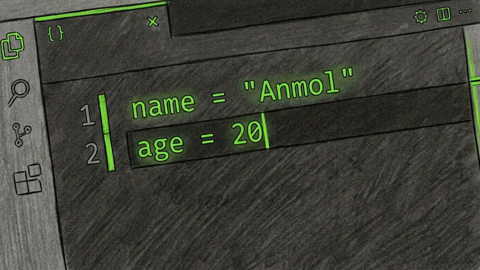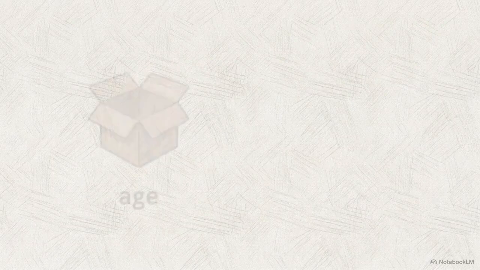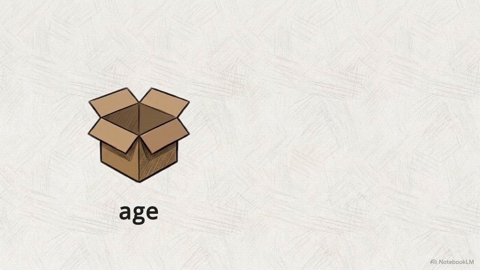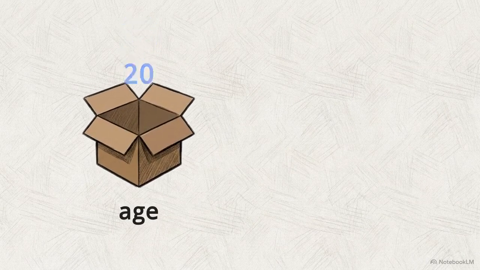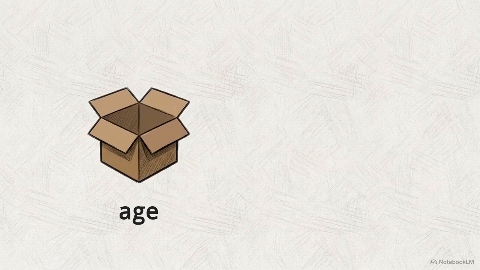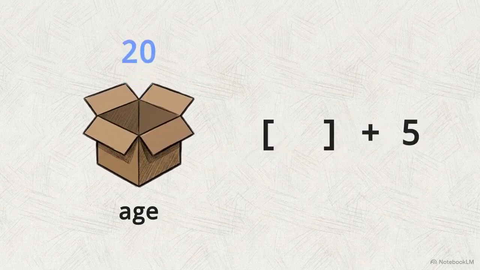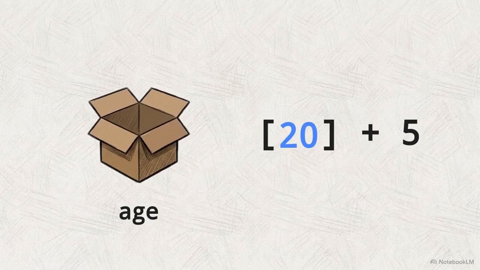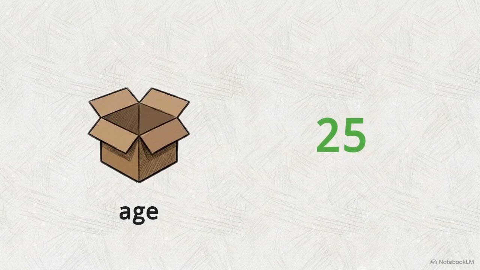First, we need to assign a name and an age. Type name equals Anmol, and right below it, type age equals 20. When executed, Python creates a dedicated storage container labeled age, dropping the number 20 inside. Later, to perform a tabulation, Python opens this container and pulls that specific data right into the program's logic.